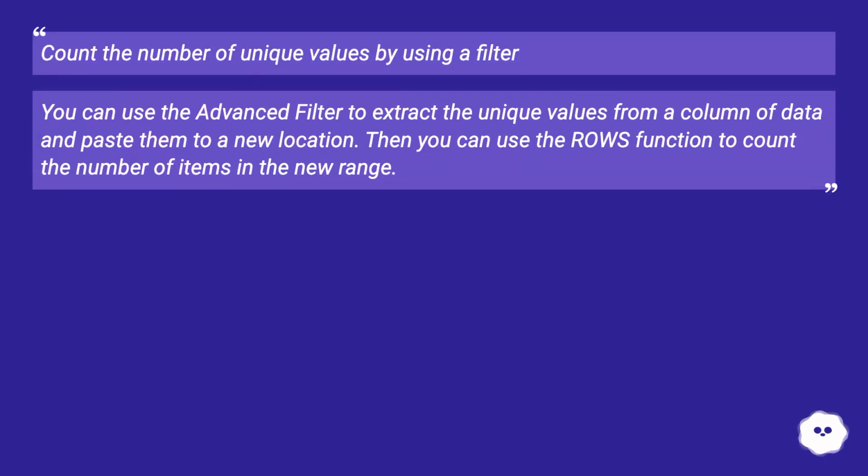Count the number of unique values by using a filter. You can use the advanced filter to extract the unique values from a column of data and paste them to a new location. Then you can use the ROWS function to count the number of items in the new range.